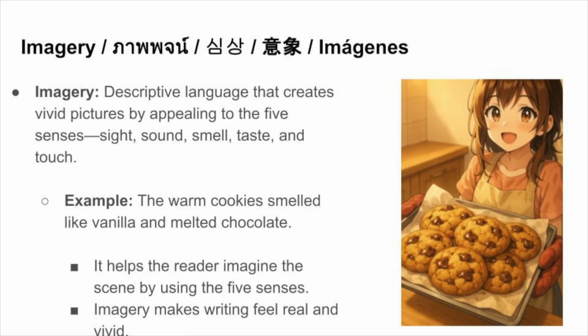Slide 4, imagery. Imagery is descriptive language that creates vivid pictures by appealing to the five senses, which are sight, sound, smell, taste, and touch. For example, the warm cookies smelled like vanilla and melted chocolate. Imagery helps the reader imagine the scene by using the five senses. It makes writing feel real and vivid.